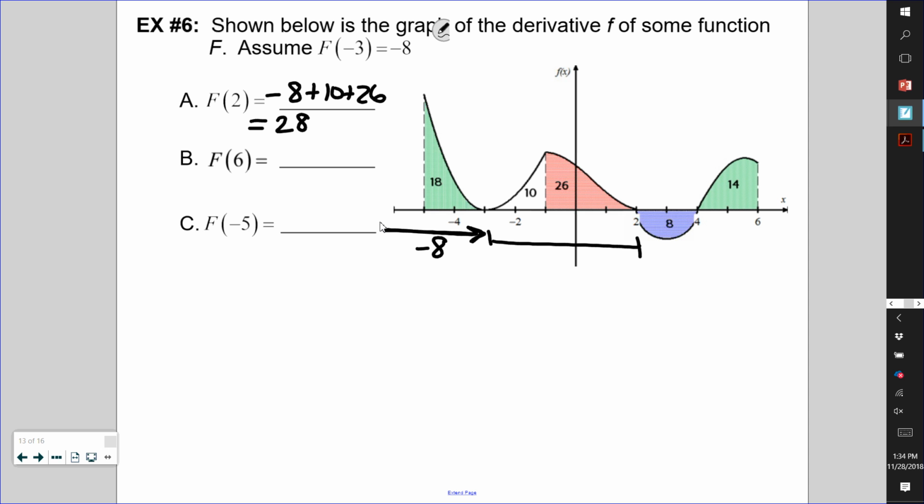So what if I want to do f of 6? Well, I already know this answer all the way to 2. This whole thing all the way up to 2 is 28. So all I have to do is subtract 8 and add 14, because it's an accumulation function, right? I already knew what was going on all the way up to 2. I just need to continue to put that on there, so that makes 34. Now, here's a different question. What is f of negative 5?